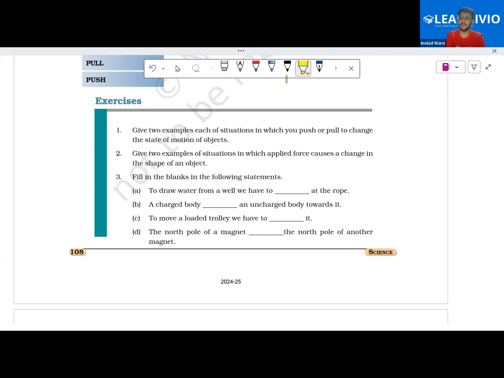Can I say like pulling a door? Yeah, definitely, that's a very good example for pulling a door where it changes the state of motion. Earlier the door was at rest, and when you pulled the door, it started moving. Now, give two examples of situations in which applied force causes a change in the shape of an object.